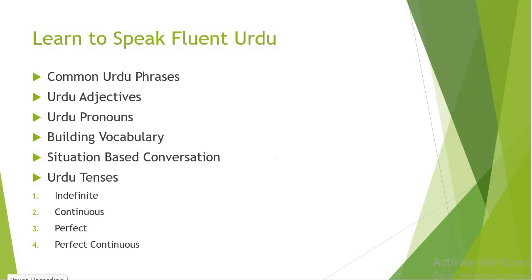Then building vocabulary. The commonly used words and phrases are mentioned and explained in this lecture. Then we have situation-based conversation. For example, you go to a restaurant, you go to college, you're talking to people there, you're talking on the phone with family and friends, or you are sitting in a restaurant and ordering food, or at the airport, etc. So these kinds of situations are created, and two-way conversation is explained there.